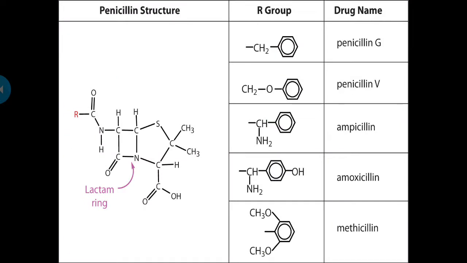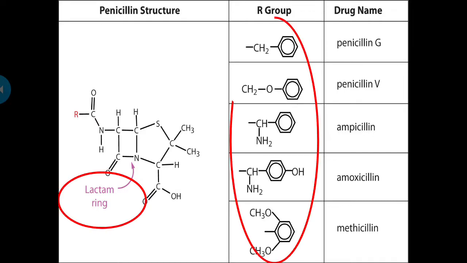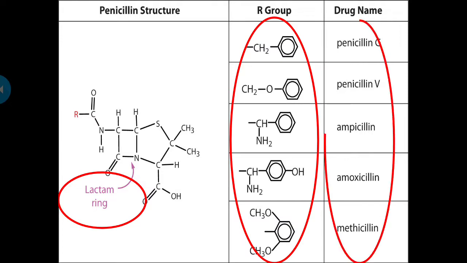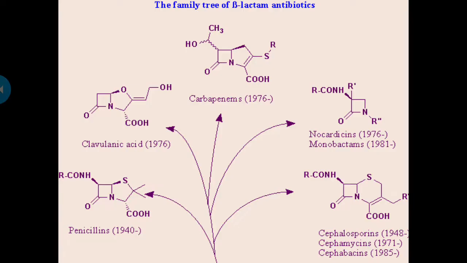So these are the different substitutes of penicillin: penicillin G, V, ampicillin, amoxicillin, methicillin, and all have beta-lactam. The family tree of beta-lactam antibiotics: clavulanic acid, penicillin, carbapenems. These are the monobactams, and these are the cephalosporins. Penicillin was developed in 1940, actually by Chain and Florey. After that it came into use.